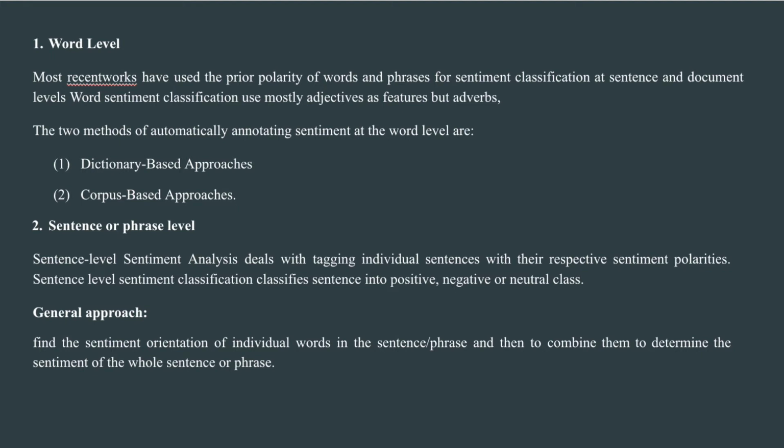The second level is sentence or phrase level. Sentence level sentiment analysis deals with tagging individual sentences with their respective sentiment polarities. Sentence level sentiment classification classifies a sentence into positive, negative, or neutral class. So there is a general approach: find the sentiment orientation of individual words in the sentence or phrase, and then combine them to determine the sentiment of the whole sentence or phrase.